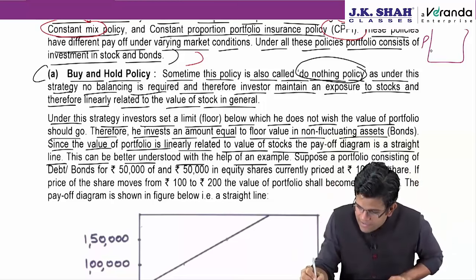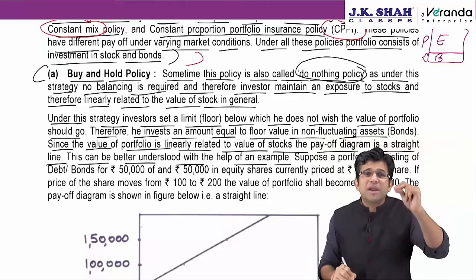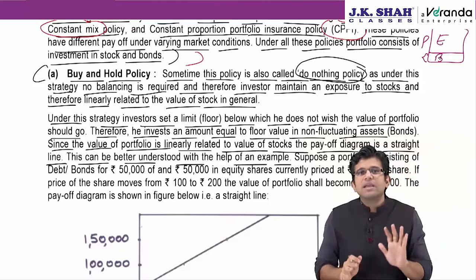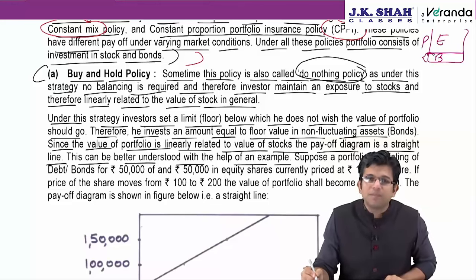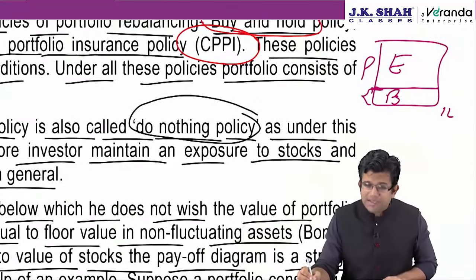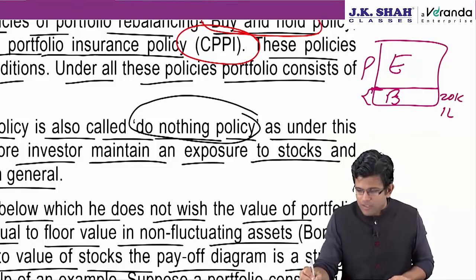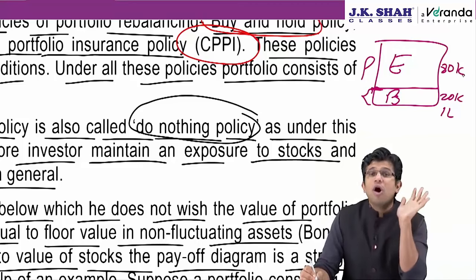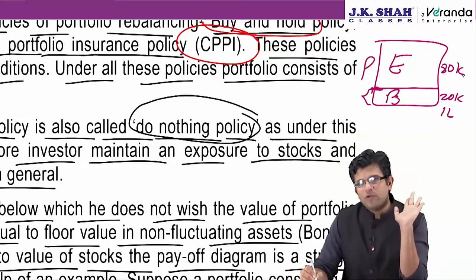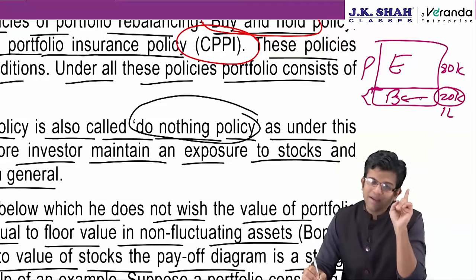So what he does is create his own floor and says this much part he will invest in bonds and the other part he will invest in equity, so that even if the equity wipes off, his portfolio value will at least be the minimum bond value, correct? Which means basically, let's say in total he wants to put 1 lakh. In 1 lakh he says, I do not want my portfolio value to go below 20,000. So 20,000 he will invest in bonds, 80,000 in equity. Whatever happens in the equity share, his portfolio value will be minimum 20,000, assuming the bonds are non-fluctuating, correct?